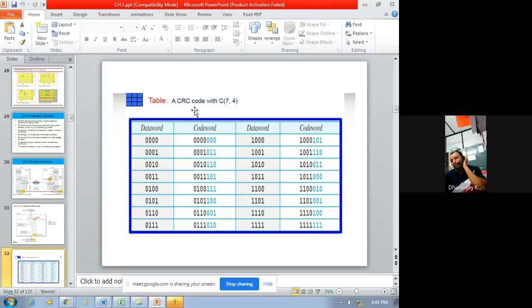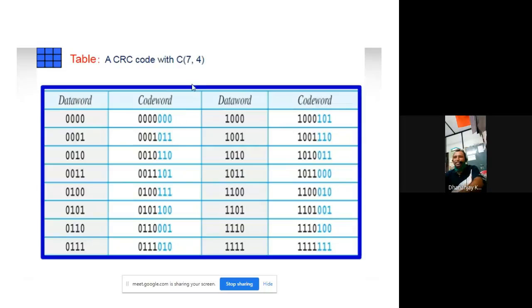Now here you can see how CRC is nominated. CRC is always nominated in the fashion C in brackets 7 comma 4. So what is this 7 here? 7 here is the length of the code word, and 4 here is nothing but the length of the data word. So from this C 7 comma 4, you can easily find out the length of the divisor.